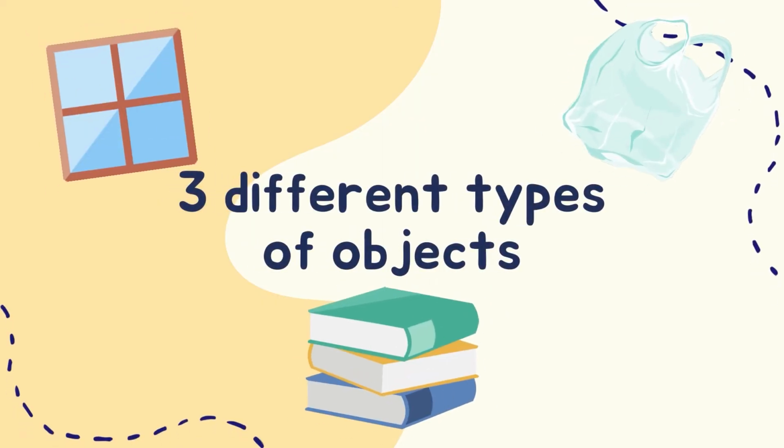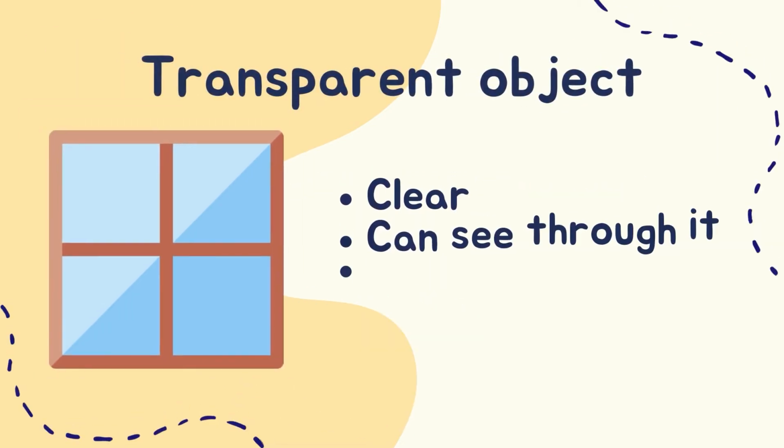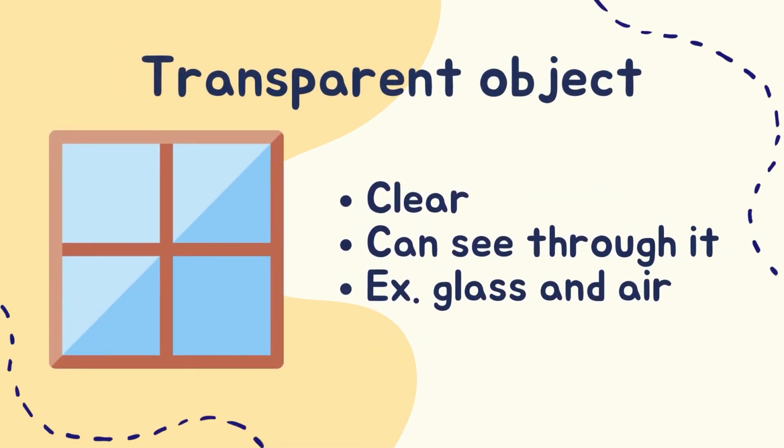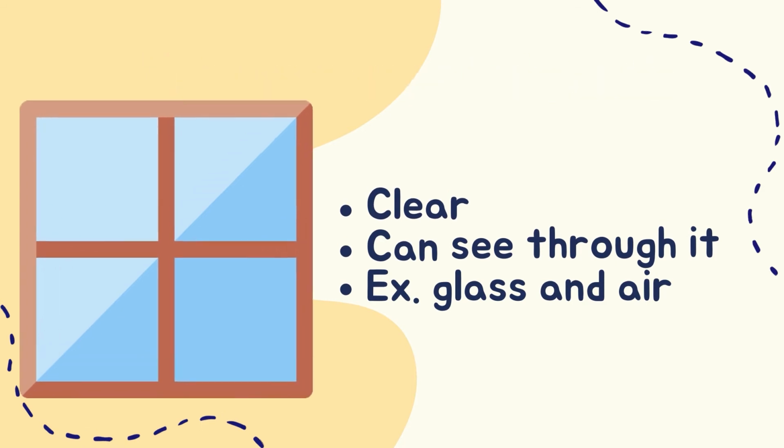Now let's talk about how light interacts with different objects. There are 3 different types of objects: transparent, translucent, and opaque. Transparent objects are clear. We can see through transparent objects. Light can pass through these objects. Examples of transparent objects are glass and air.